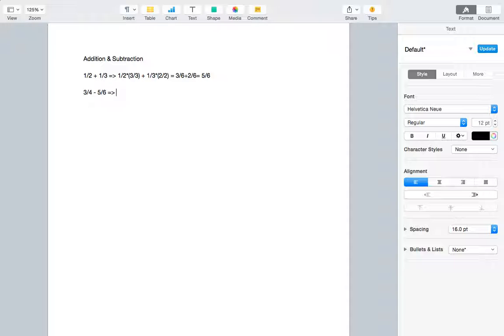Least common denominator. Let's see. The next multiple, 4 is not a multiple of 6, and 6 is not a multiple of 4, right? Okay, so 6 times 2 is 12. Is 4 a multiple of 12? Yes, it is. Okay, that is the least common denominator. So, you multiply 4 by 3 to get 12, right? So, multiply top and bottom by 3. And then you multiply top and bottom by 2 to get 12.